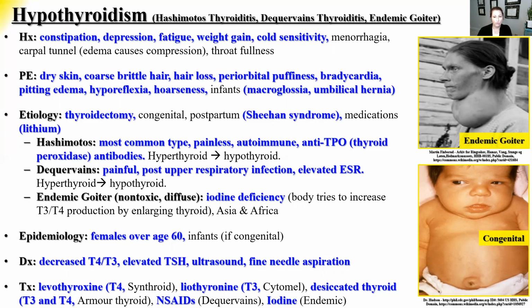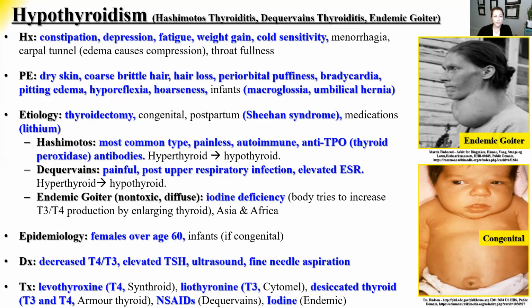In endemic goiter, which is the top picture there, this is non-toxic, so they don't have these hyperfunctioning nodules, and it's diffuse. This is due to a deficiency in iodine, which is why we call it endemic. Certain areas are deficient in iodine. In the United States, we don't really see this anymore because we have iodine supplementation in our favorite food, which is salt. In this, the body tries to increase the T3, T4 production by enlarging the thyroid. And this is much more common in Asian and African countries where they don't supplement the iodine in the salt.